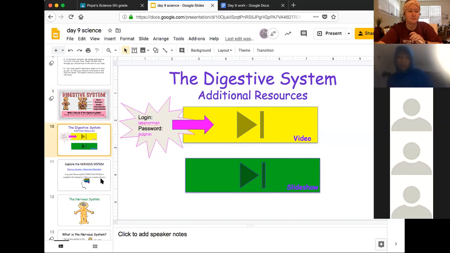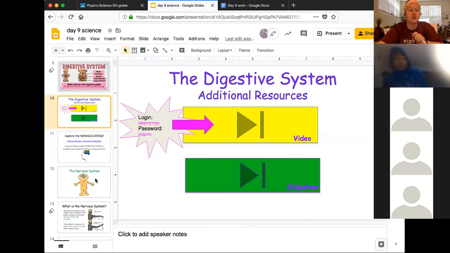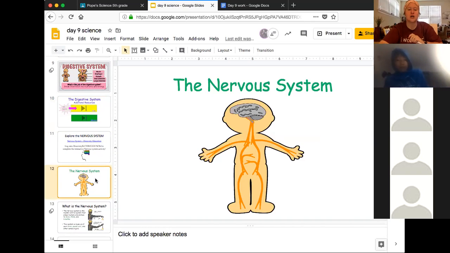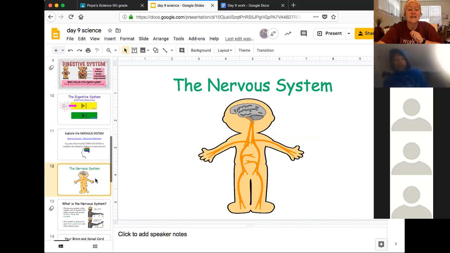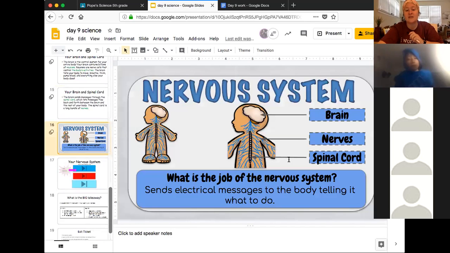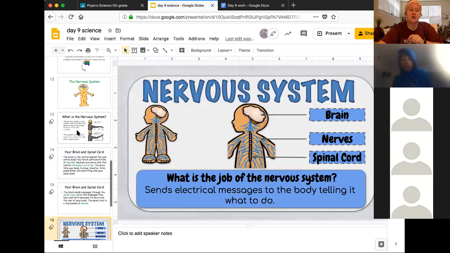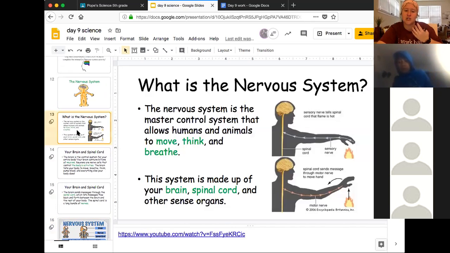So we are now jumping to the nervous system, which is our last one for the day. Same thing, your notes will be this page at the very end when I get to it. So until then, you're just kind of soaking in the information so that you have an idea of what's going on. So what is the nervous system?